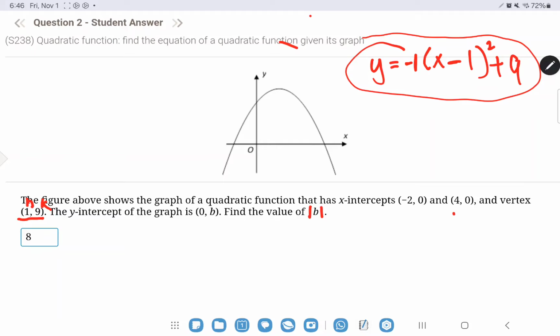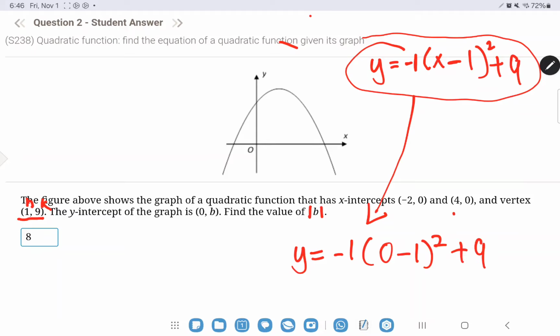What does y-intercept mean? Y-intercept means when x is 0, what is y? So you take this and replace x with 0. So y equals negative 1 times (0 minus 1) squared plus 9. Negative 1 squared is 1, 1 times negative 1 is negative 1, plus 9. Our y is equal to 8. That's how you get your answer. That's it.